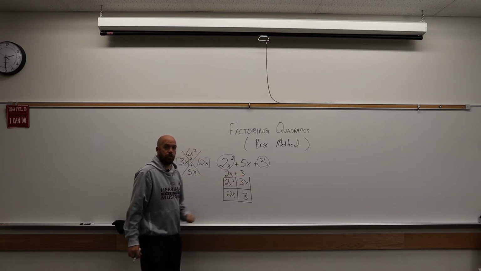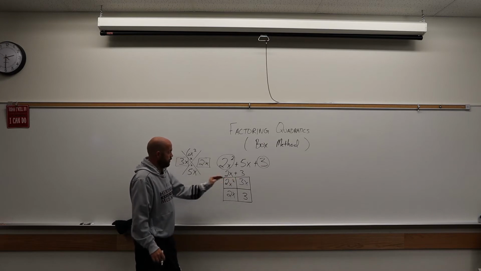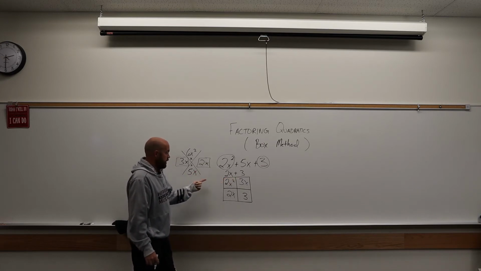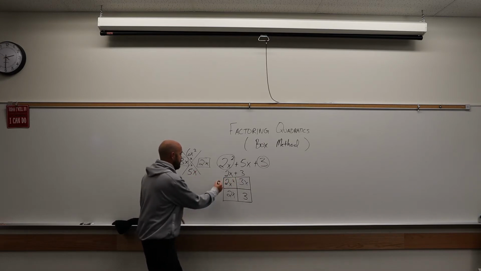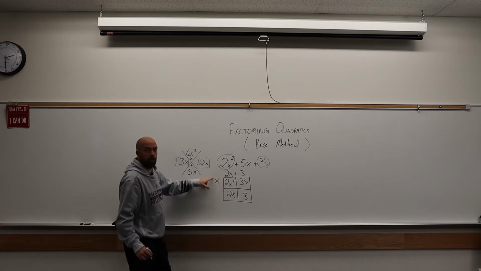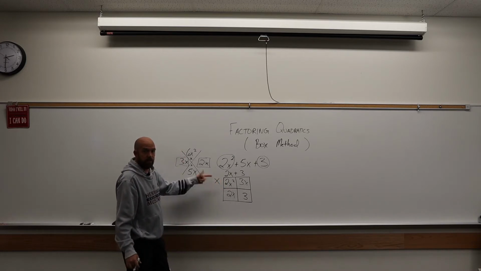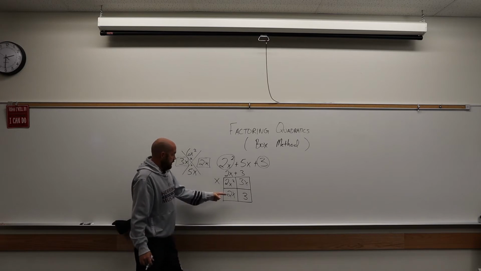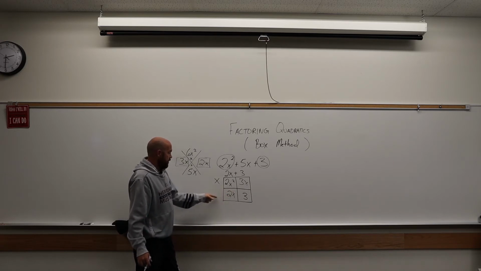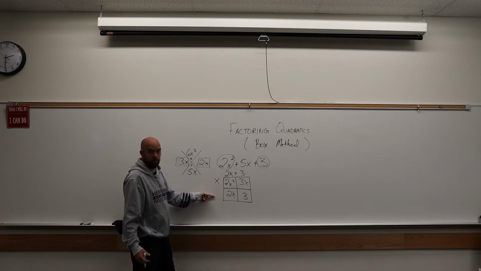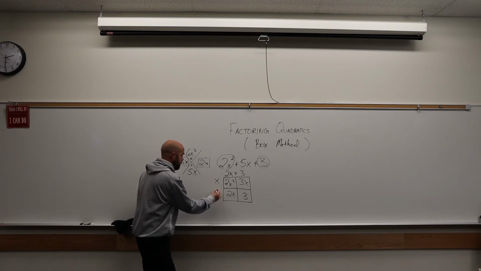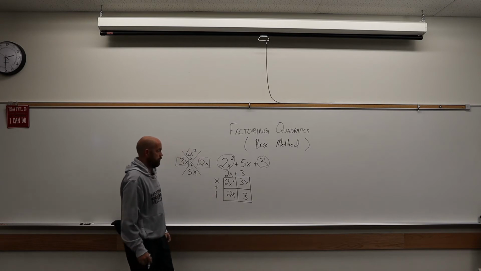Now let's do each row. So in the first row, the 2 and the 3 only have a 1 in common. And they have an x. So I'm going to have a 1x here. I try to leave the 1 invisible every chance I get. And in this case, we can. 2x and 3, they have no x's in common. So this is one where I can't leave the 1 invisible. I'm going to have to write the 1. And it was a positive 1, so I put a 1 there.